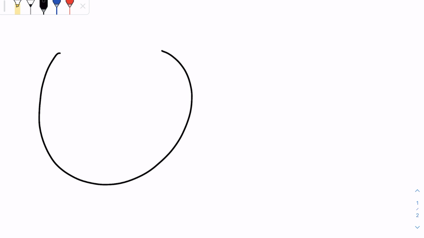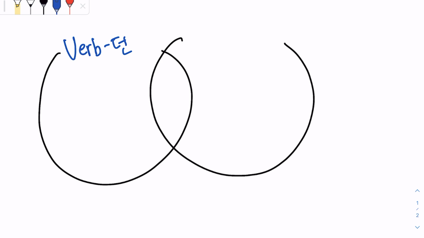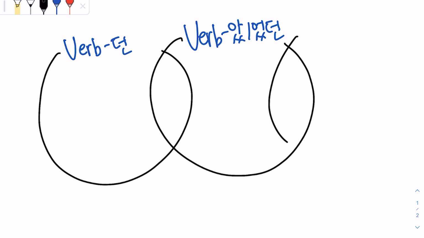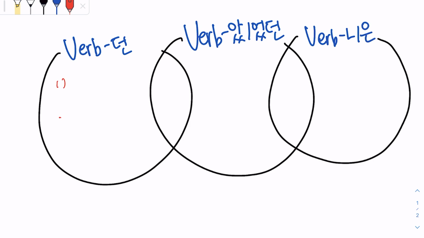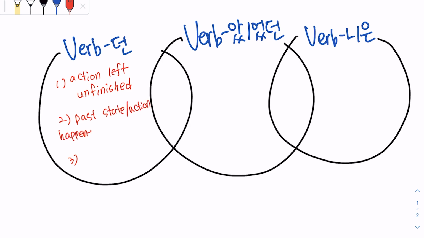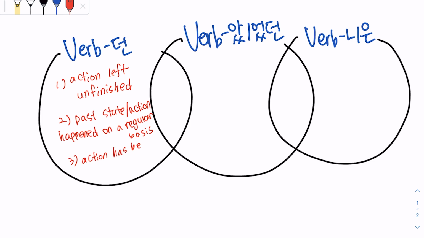일단 we learned verb-던 first, and then we moved on to verb-았었던. And then we compared it with verb-은. For the usages of 던, we learned mainly 3, right? The first one is action left unfinished. The second one was the past state or action that happened on a regular basis or in a continued state. And the third one is the action that has been happening on a regular basis, but often it's not likely to continue from now on, or you're not sure whether it will continue.